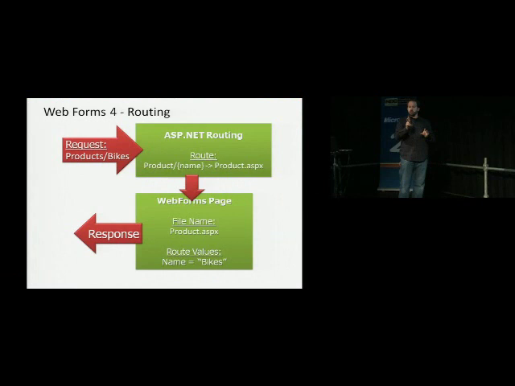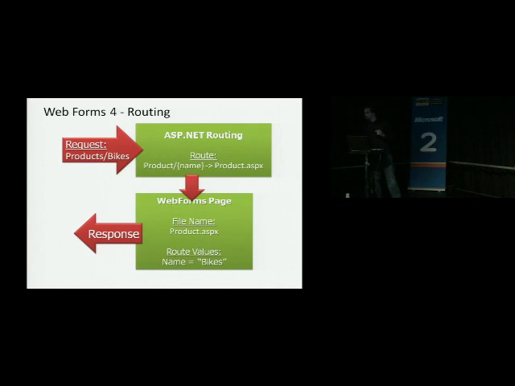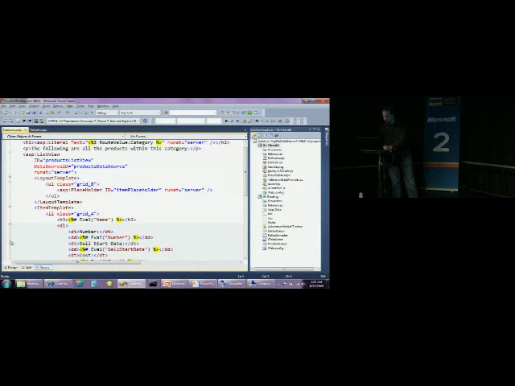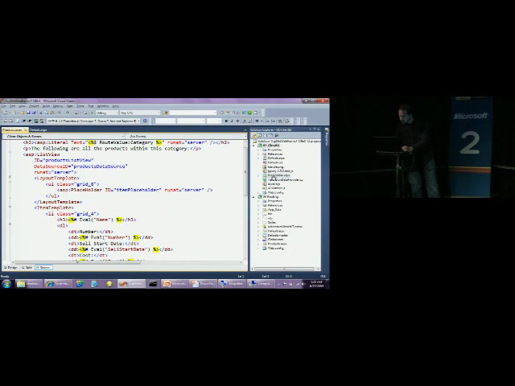So I'm going to show you two demos here. One is better client IDs, and one is intelligent routing for Web Forms, because Web Forms isn't going away. And routing is something that is important for Web Forms and for MVC. Okay, so let's start with this example.